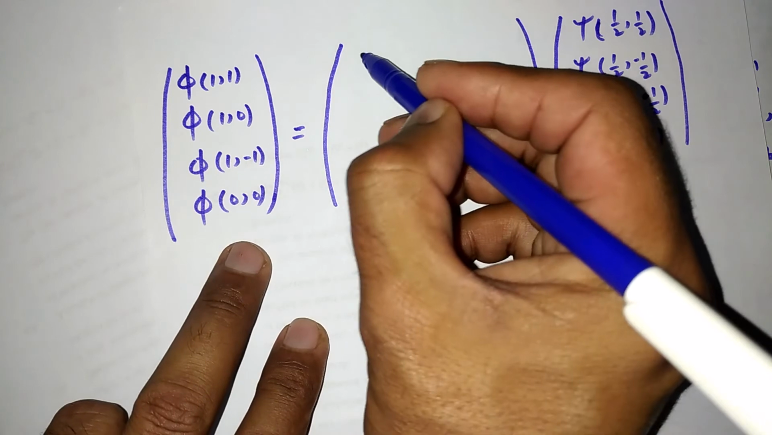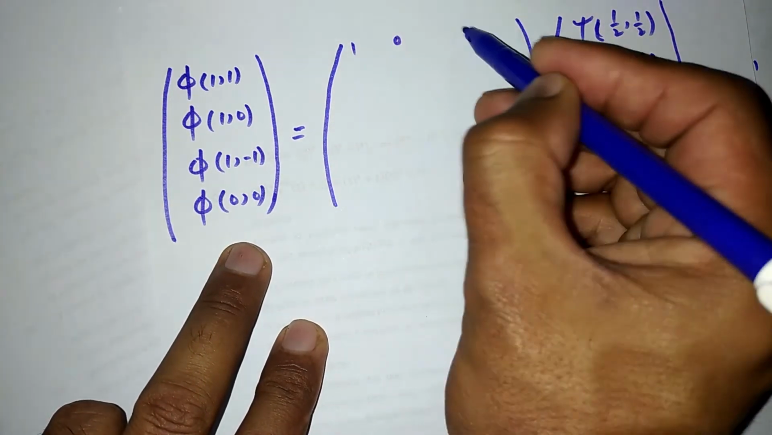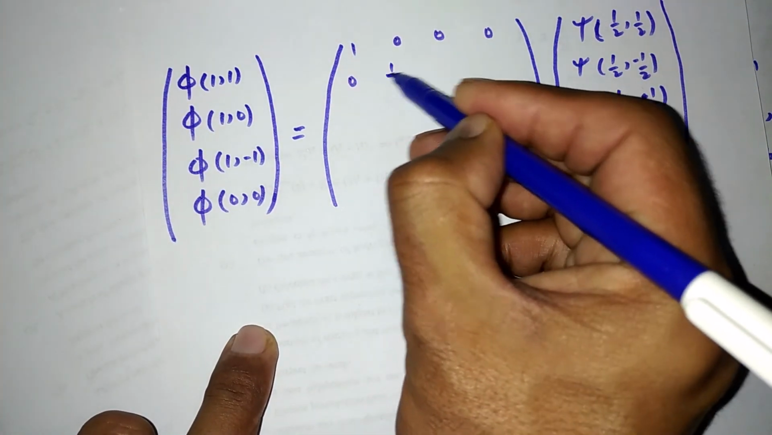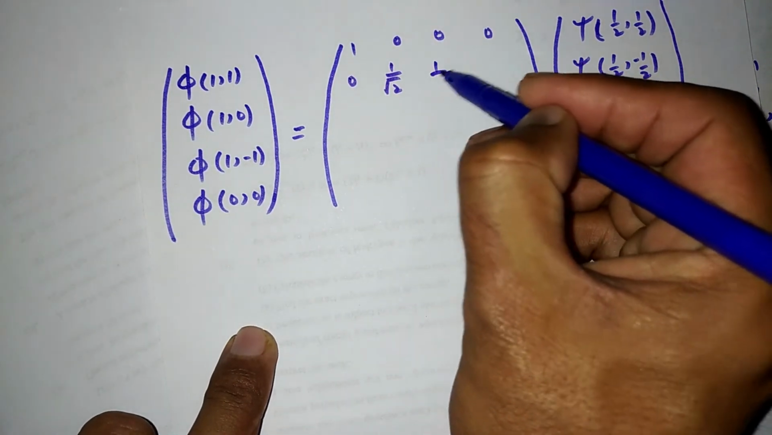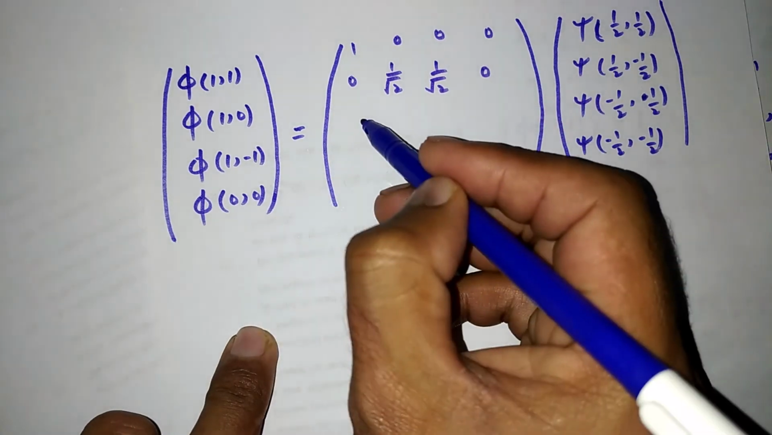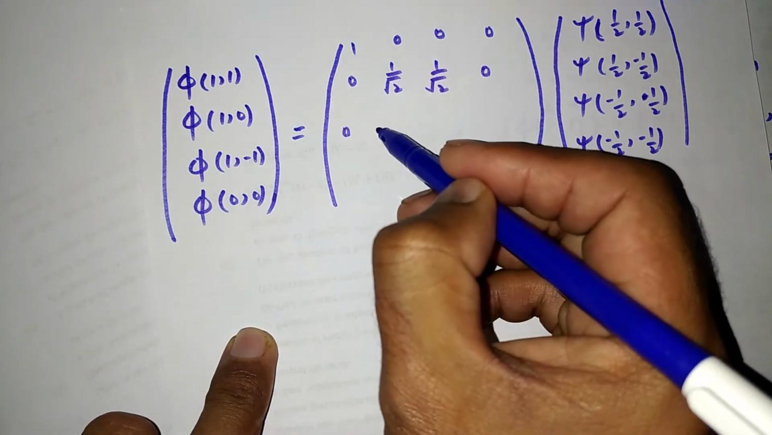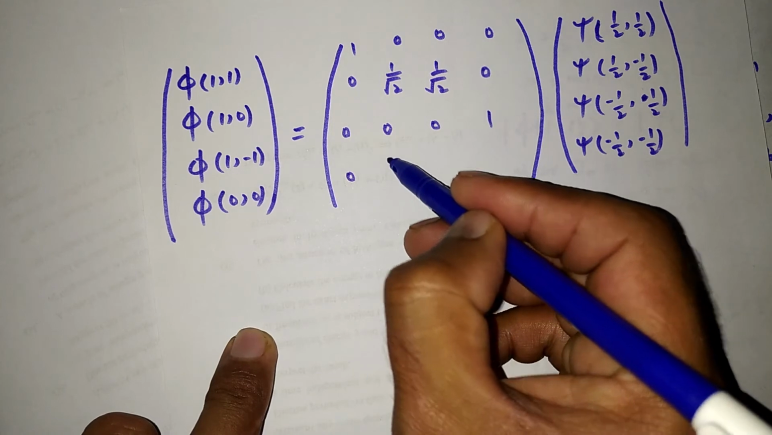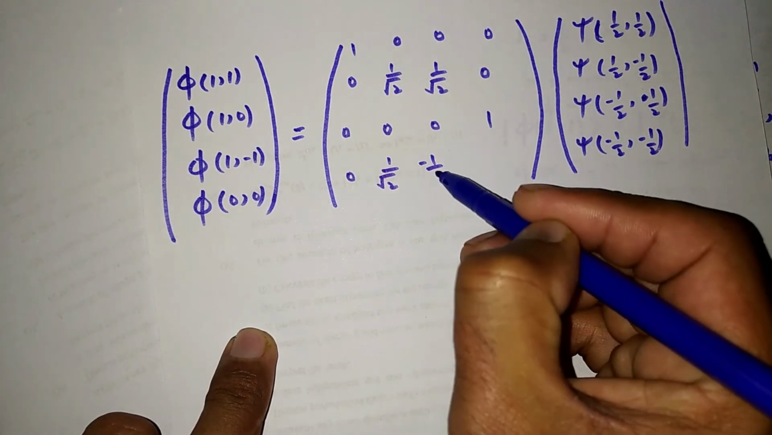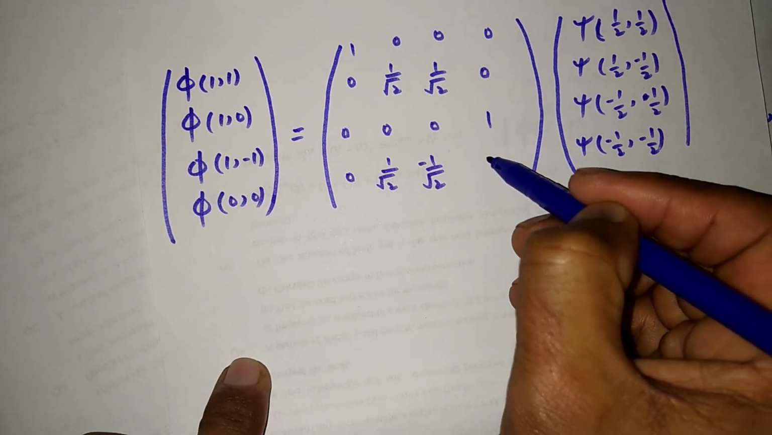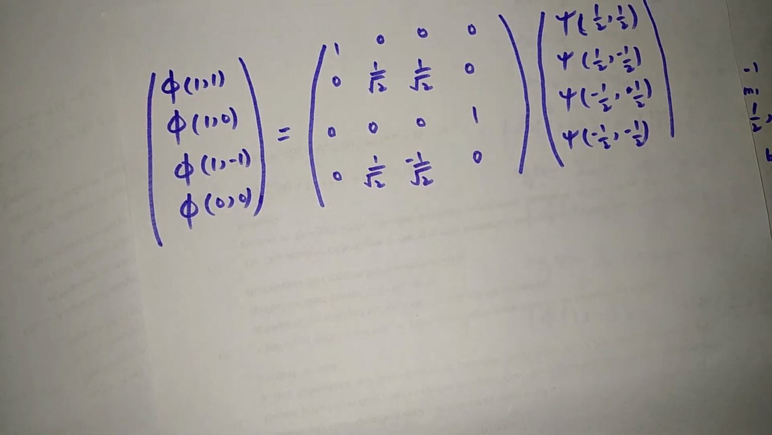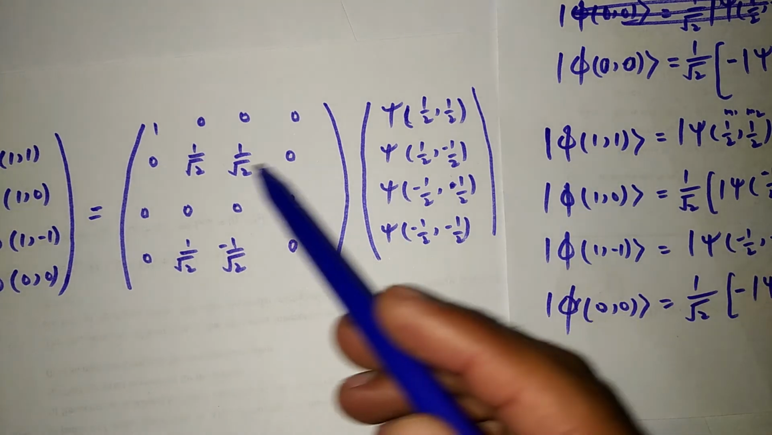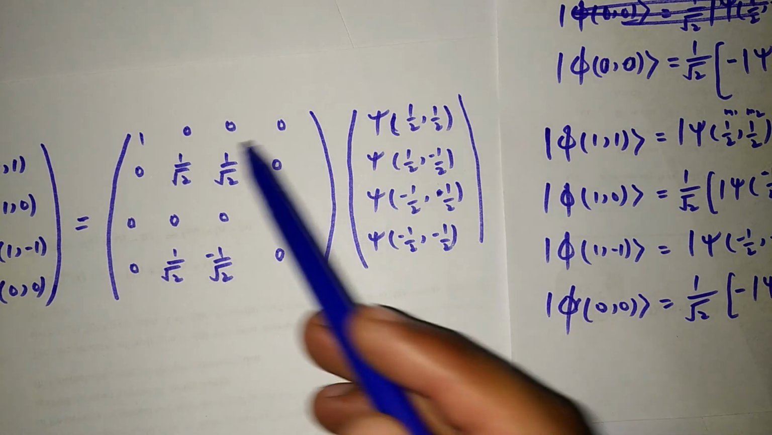And here we can write as 1 0 0 0 and 0 1 over root 2 1 over root 2 0, and here we can write it as 0 0 0 1 0 1 over root 2 minus 1 over root 2 and 0. These four states can be obtained by multiplication of these two matrices.